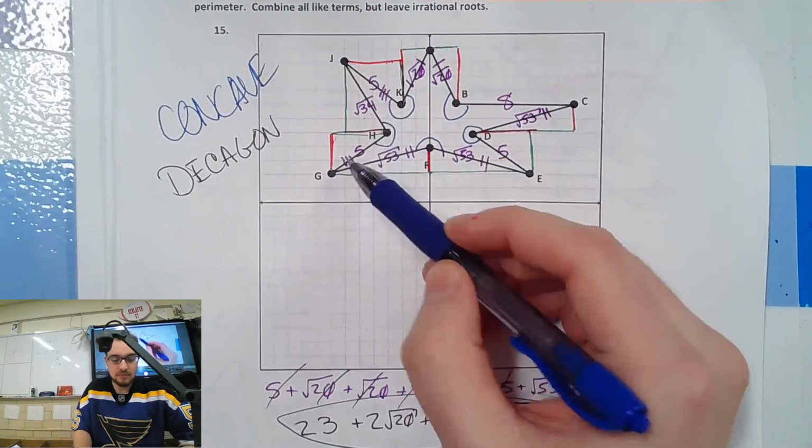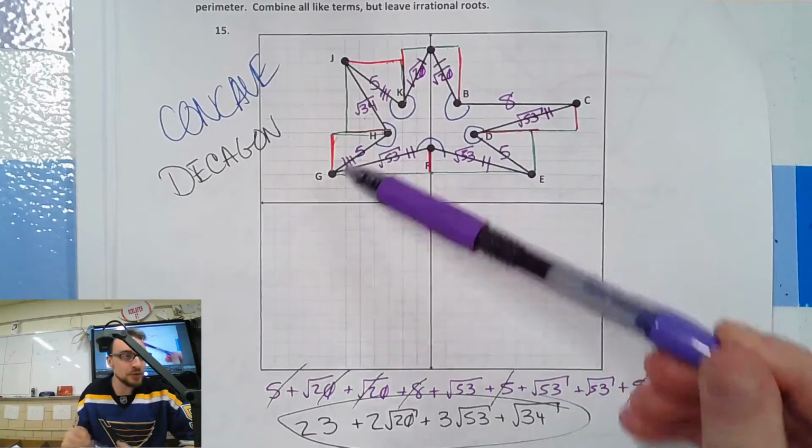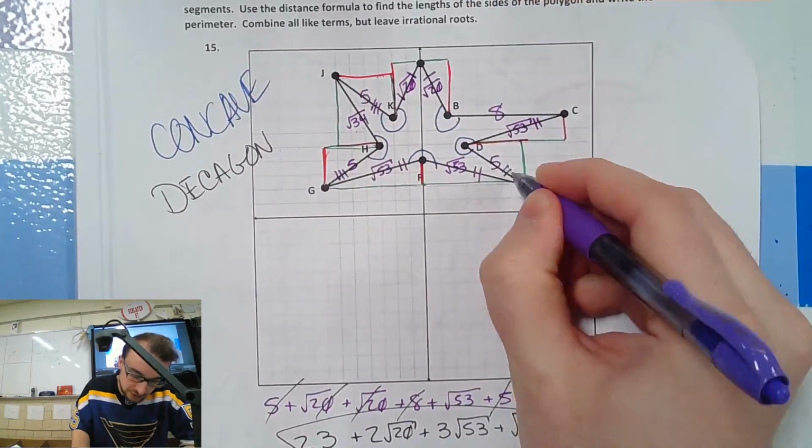I mark them with marks to say that they're congruent. Notice that I marked this one with 3 and that one with 3 tally marks, so I'm going to mark this one with 3 tally marks to show it goes with it.